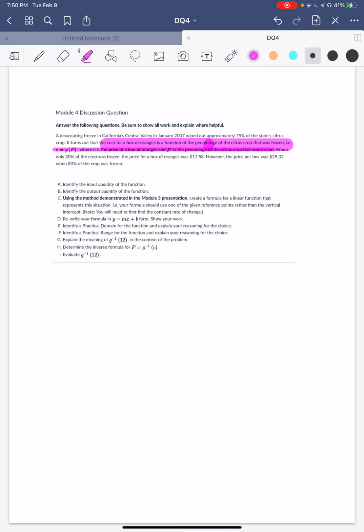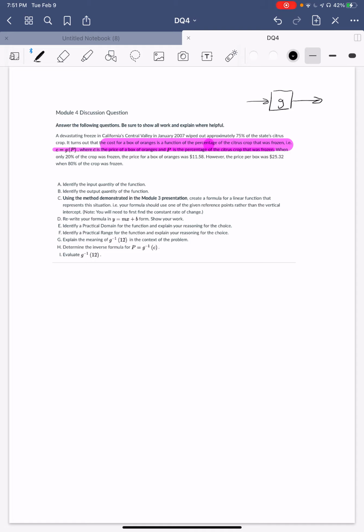Okay, so what's going on here is we're told we have a function, where the cost of the box of oranges is a function of the percentage of the citrus crop that was frozen. If I were to draw out an illustration of a function, and in this case I'm going to call the function g, I want to know what my input and my output of my function are.